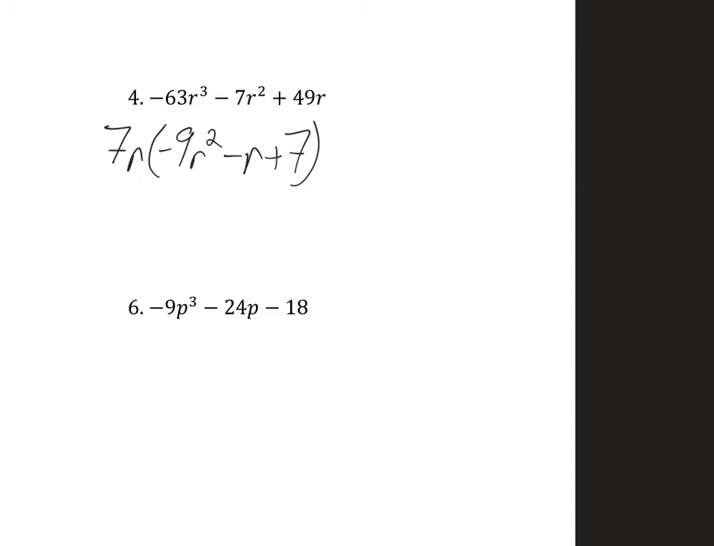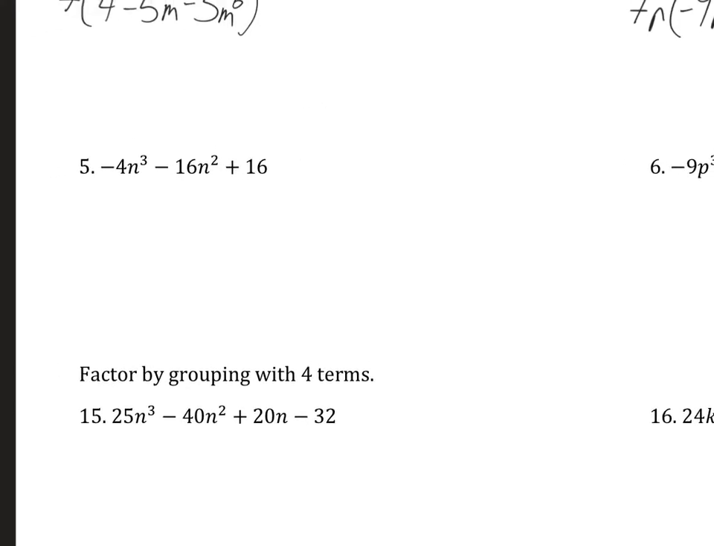Now, for all of these, you could have pulled out like a negative. So if I would have wanted to make this 9 a positive, I could have pulled out a negative 7, and that'd be fine. I would give you credit for that either way. All right, for 5, go ahead and try it.